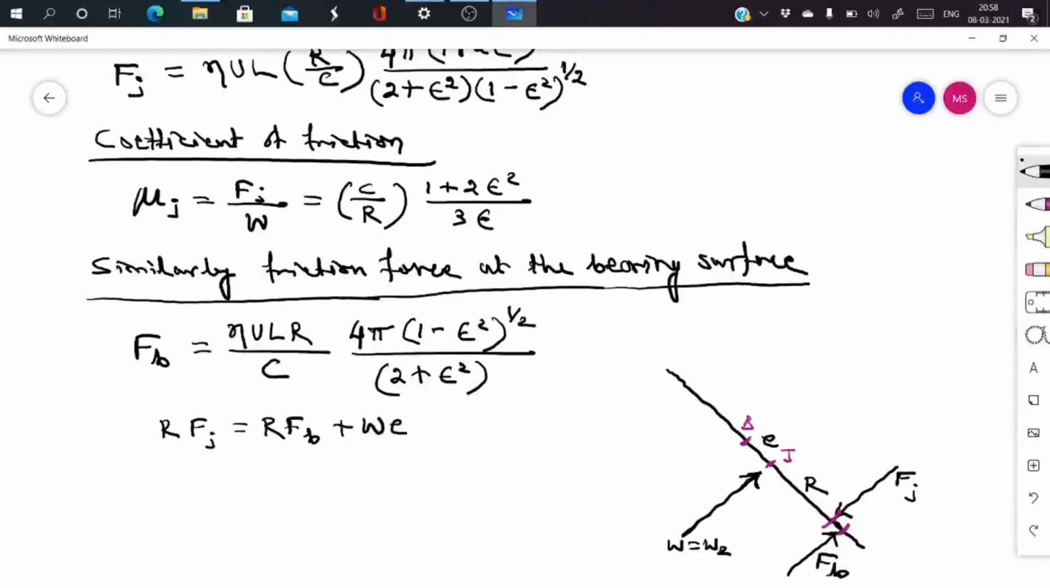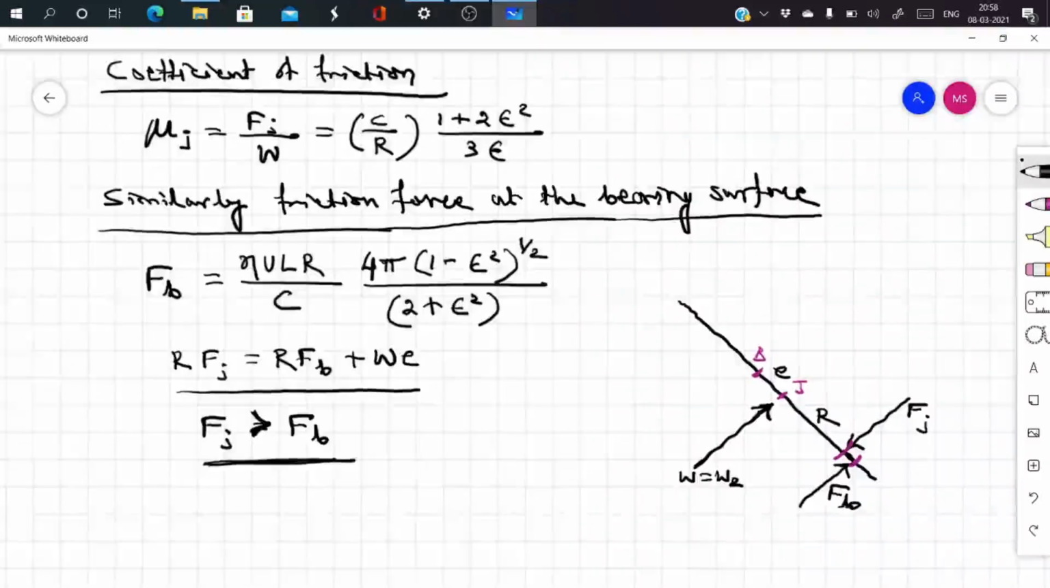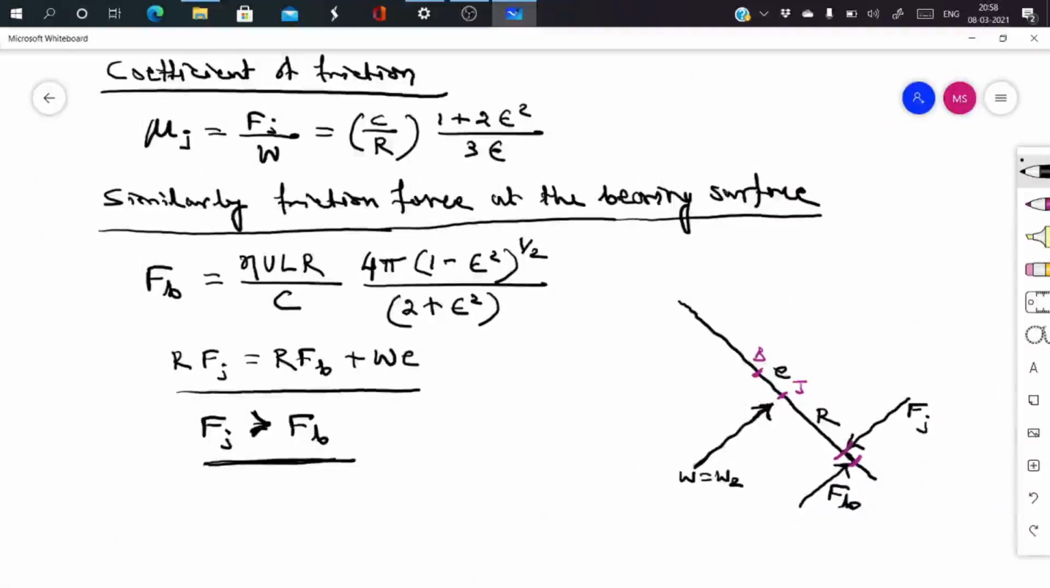Sorry, that gap here, I am just writing in a crude way. This is the equilibrium. So now from this you can find Fj is always greater than Fb. Okay. So now this is very important for us, that we found that the friction force at the journal surface is always greater than the friction force at the bearing surface.